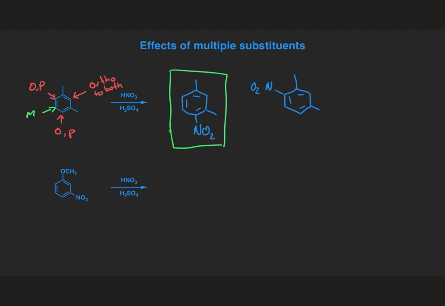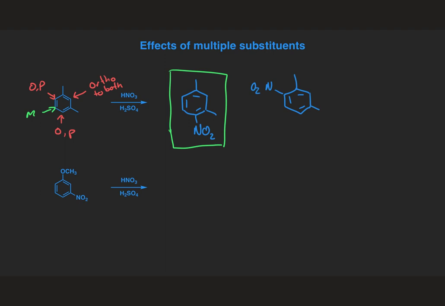Sometimes, however, the directing capabilities or directing groups are pointing at different positions. So if we look at meta-nitroanisole here, the methoxy group is pointing ortho and para, and so it wants to add here, here, or here. The nitro group is pointing to the meta positions, and so this is the only meta position available.